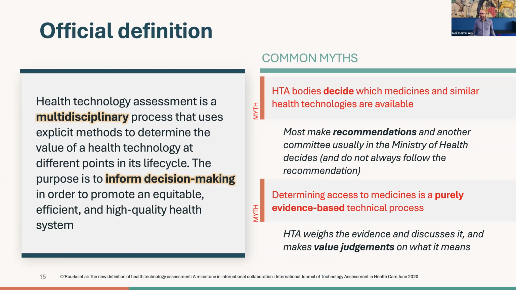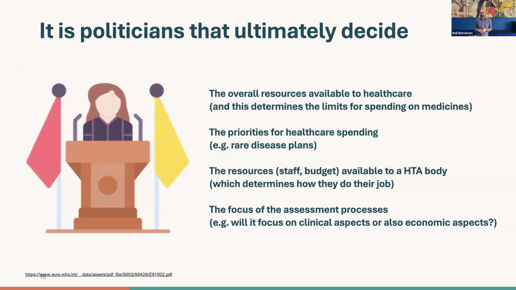But if we think about the wider health landscape that we all live in, the reality is that it's actually the politicians that make the ultimate decision. It's the politicians in your countries that decide the resources available to healthcare. And this will determine what they can spend on medicines. The politicians will set priorities for healthcare spending. So they might say, we are going to have a rare disease plan and we will put more of our health resources into rare diseases, or we will have a cancer plan and put more resources into cancer, for example. So they set these wider priorities.